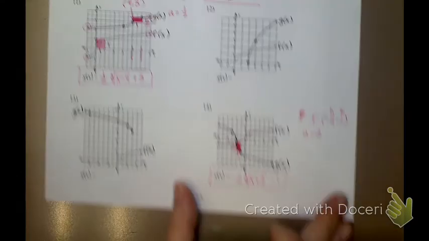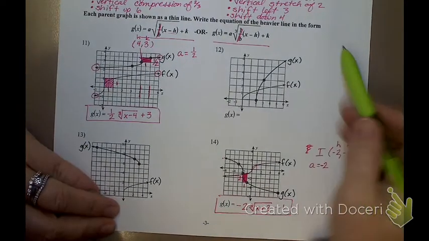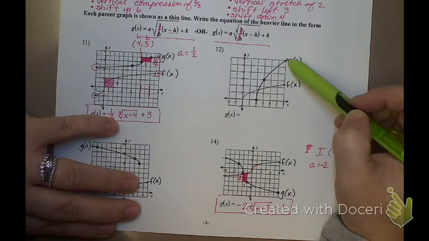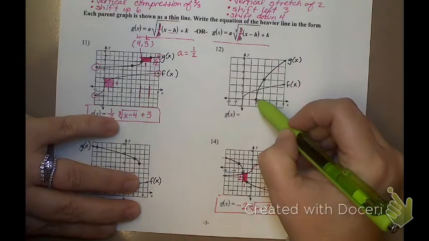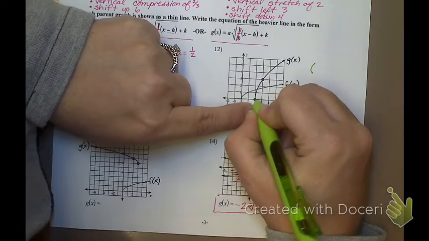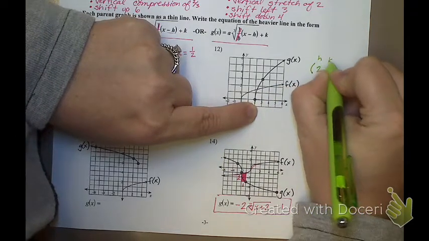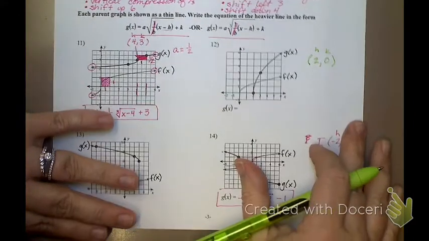All right, down to our last 2. We've got square roots. Okay, so look at your graph. You should have an arrow on one end. Here's my arrow. The other end is your vertex. Identify your vertex first. That's the point 2, 0. That gives you your h and your k. All right?